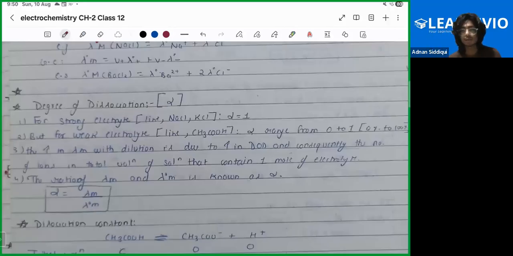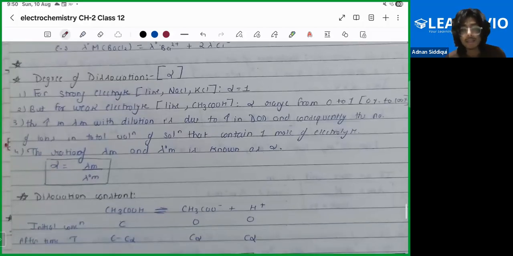But for a weak electrolyte, like your acetic acid, the degree of dissociation alpha varies from 0 to 1. It could be 0%, 10%, 20%, 50%, anything between 0 to 1. The increase in molar conductivity with dilution is due to increase in degree of dissociation and consequently the number of ions in the total volume of solution that contains 1 mole of electrolyte. So this specific third point is only applicable for what? Weak electrolyte. Because in weak electrolyte, you are observing the increase in the number of ions because initially the electrolyte was not completely dissociated. So the third term is only applicable for what? Weak electrolyte.